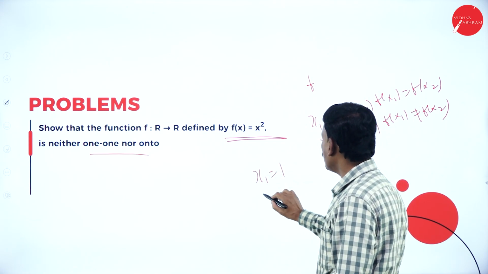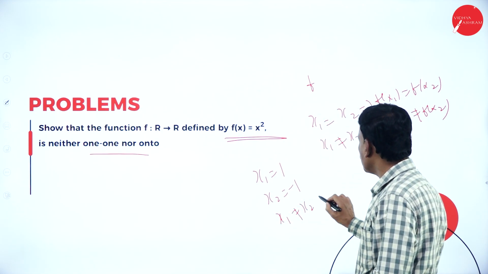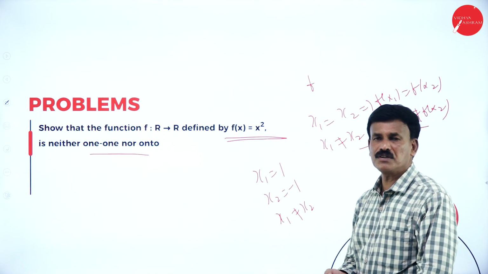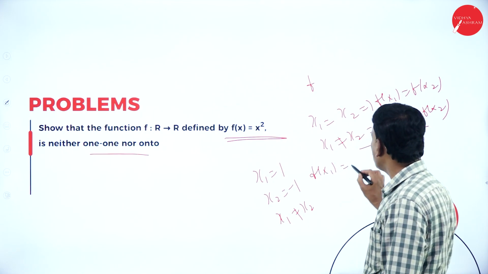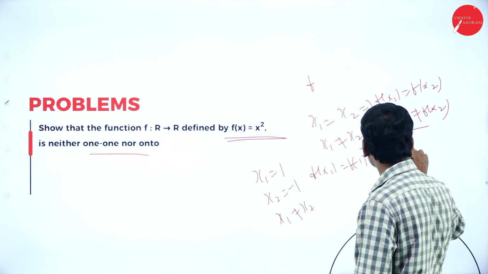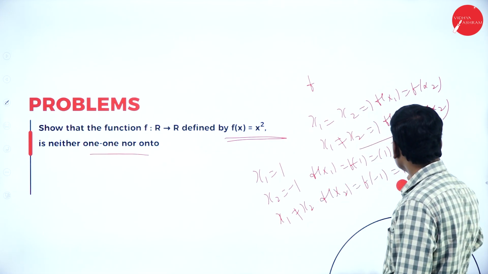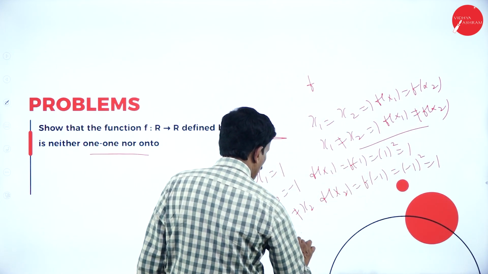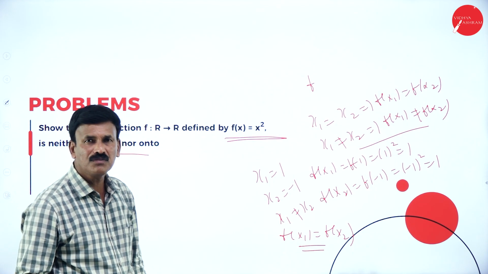If x1 is equal to 1 and x2 is equal to minus 1, here x1 is not equal to x2, then if f of x1 is also not equal to f of x2, it is called a one-one function. What is f of x1? f of x is defined to be x square. So, f of 1 is nothing but 1 square, which is equal to 1. What is f of x2? f of minus 1 is minus 1 square, which is also equal to 1. So, if x1 is not equal to x2, f of x1 is equal to f of x2. So, therefore, we can say f of x is not a one-one function.